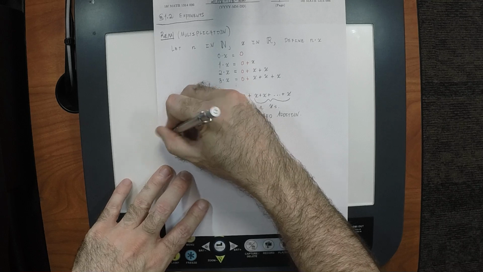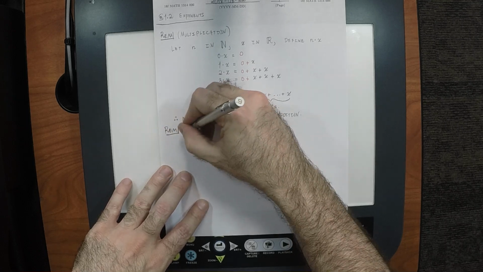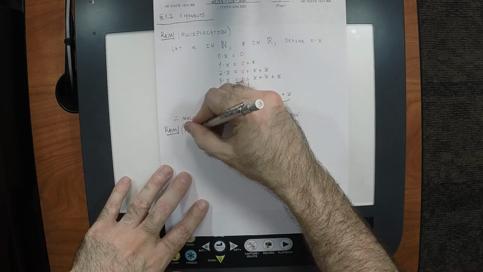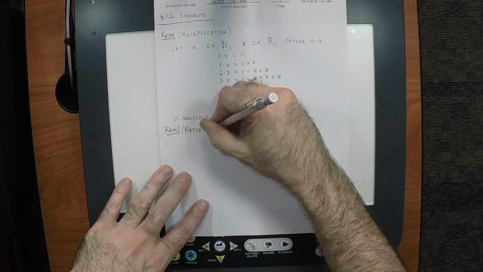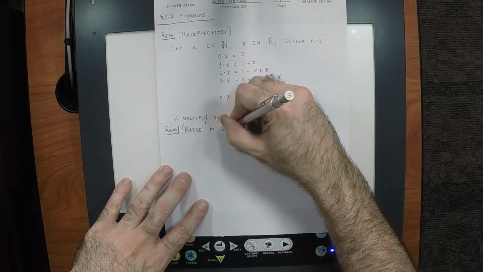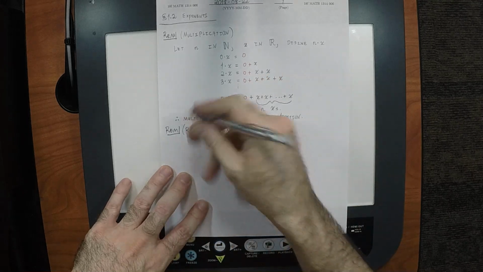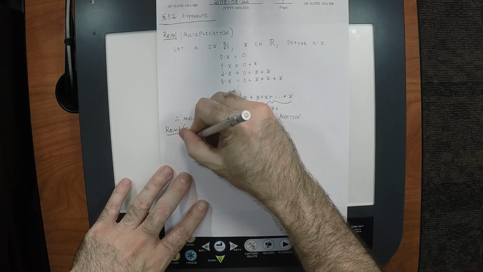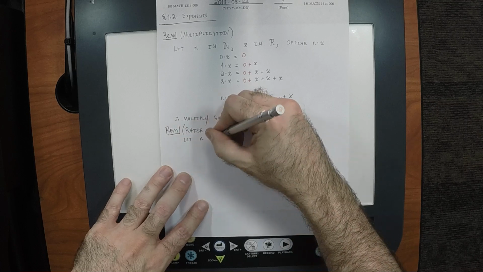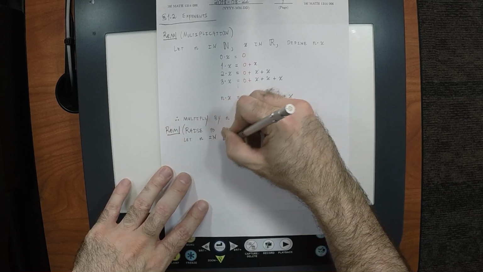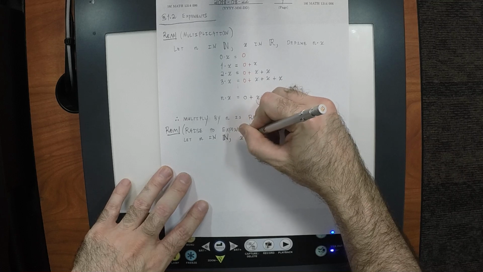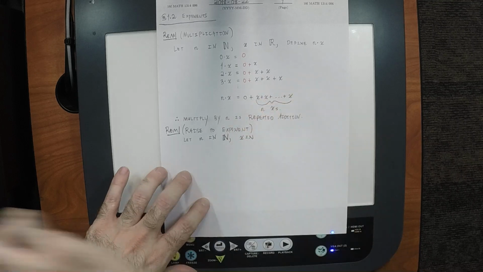Okay, let's do the next one. This is raised to a natural exponent. So raise to an exponent. Okay, so again, I'll say let n be natural, and x in the reals.